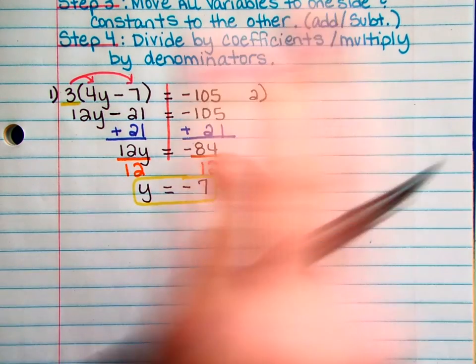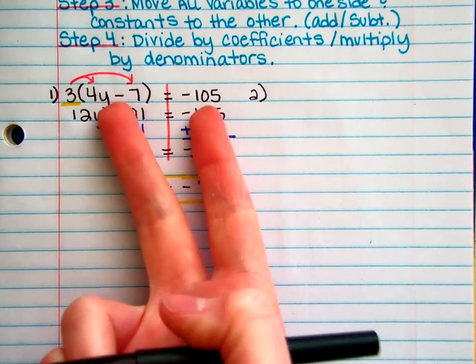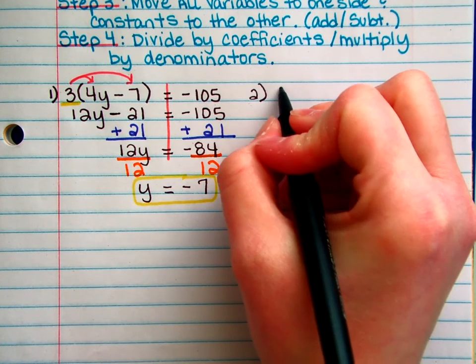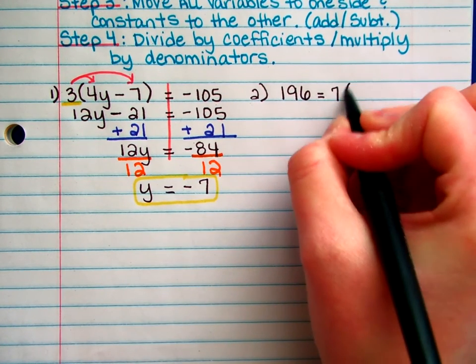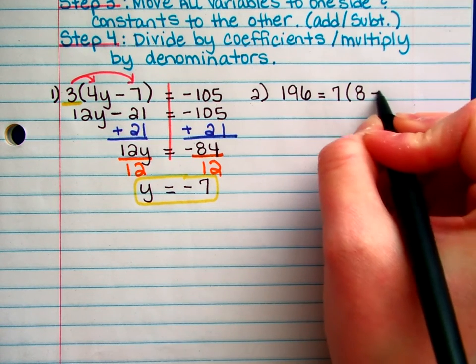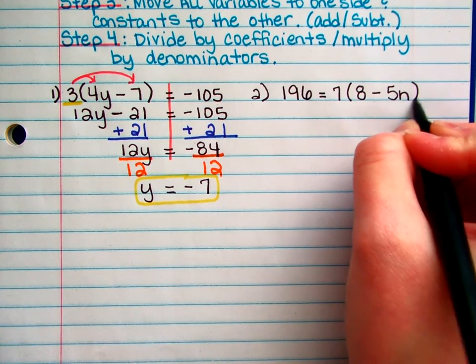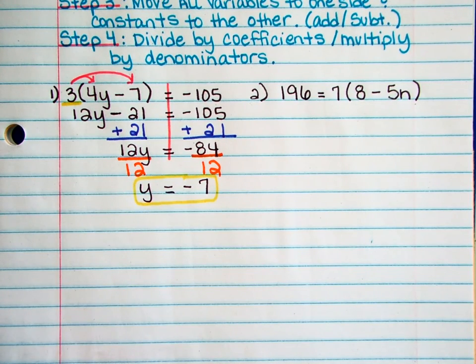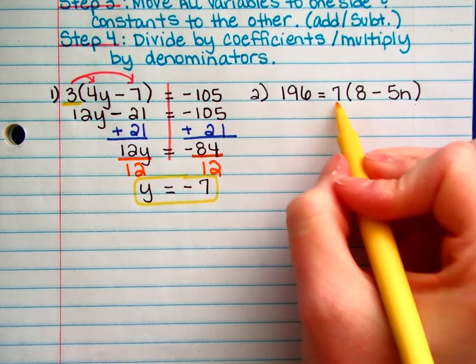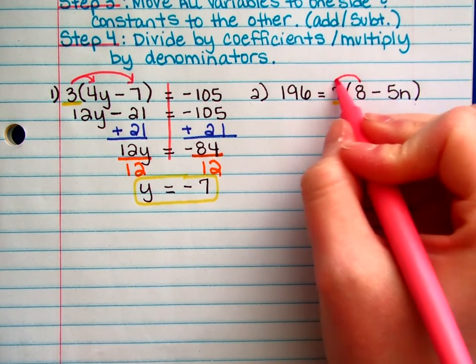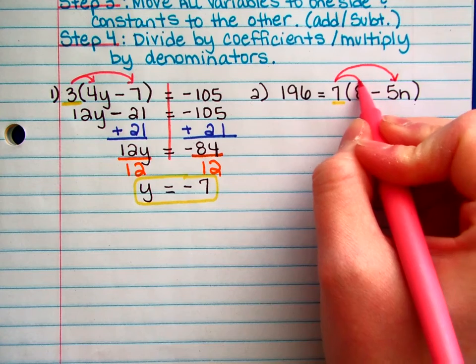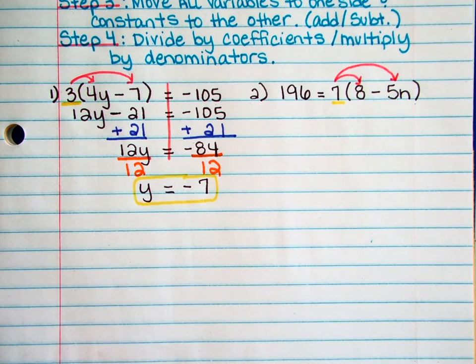Alright, number 2 is going to look very similar, except I'm going to reverse the order here, just so it looks a little different. So we've got 196 equals 7 times 8 minus 5n. Just like I did last time, I am going to take my yellow and underline the factor, because he's the one that's getting distributed every time. So now we need to distribute him to the 8. So 7 times 8, and then distribute him to the term 5n.